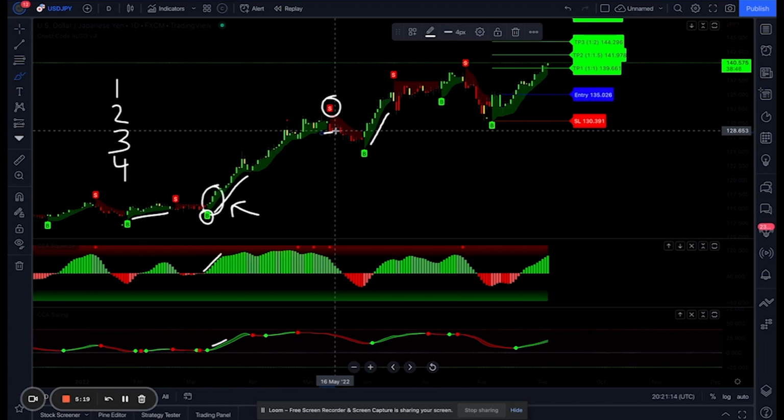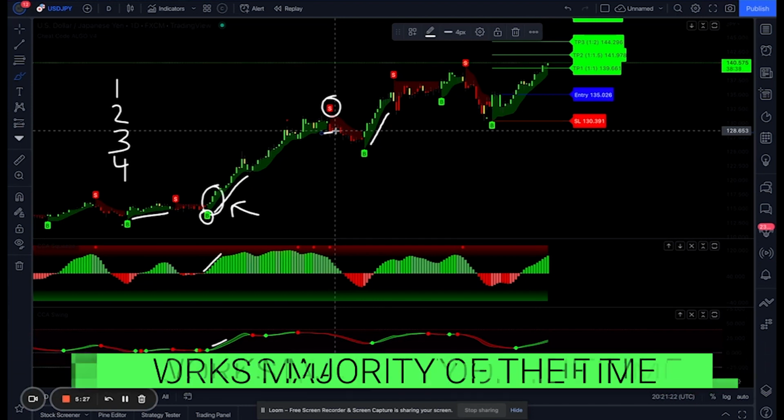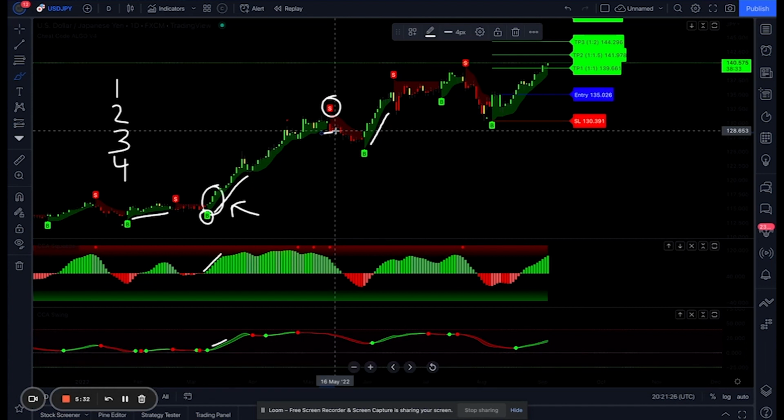Now, does this work 100% of the time? No, nothing out there is going to work 100% of the time. However, this does work a great majority of the time. Even if you don't catch one of those big, massive runs, chances are you're not going to lose on your trade so long as you execute it properly, okay?